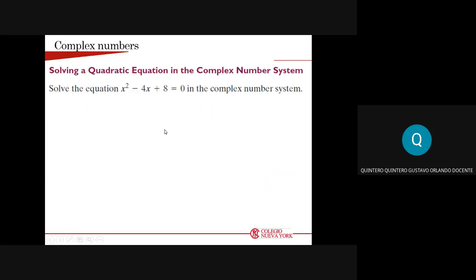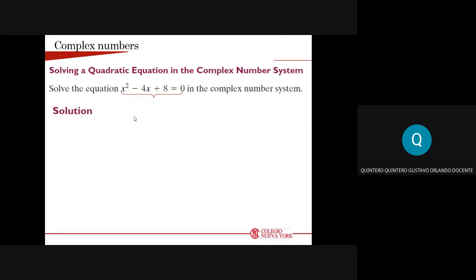All right, these are complex equations. These are the same quadratic equations, but now the results inside of the root could be negative. Let's try another one. Solve the equation x squared minus 4x plus 8 equals 0. But we are going to solve it in the complex number system. What that means is, if we happen to have a negative root, we just do the i trick.